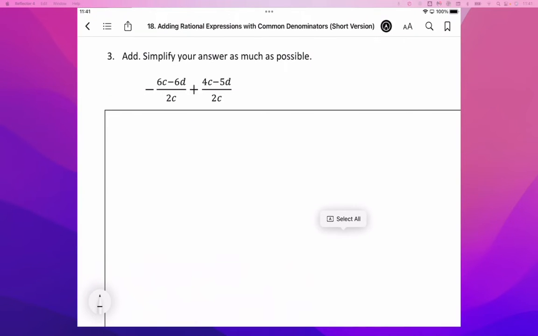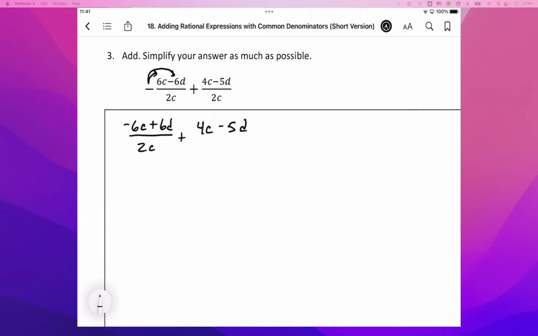So homework 18, number 3, similar thing to what we saw in number 2, this negative sign needs to be distributed into that fraction. So we will rewrite it as negative 6c plus 6d over 2c plus 4c minus 5d over 2c. And then we can just basically combine like terms in the numerators.